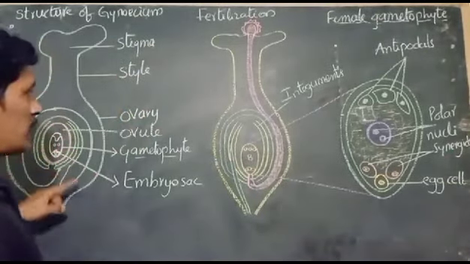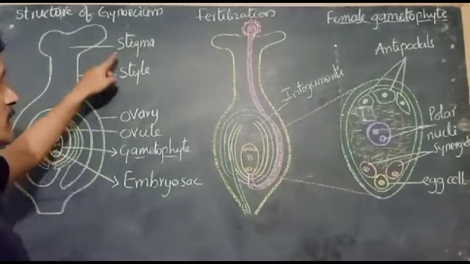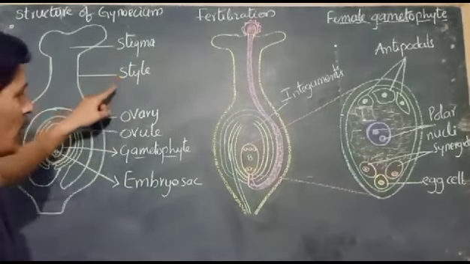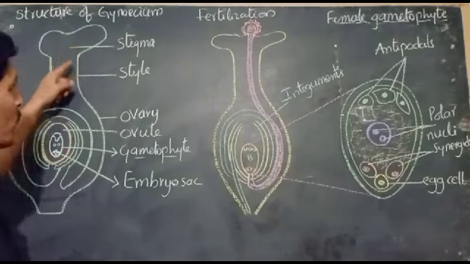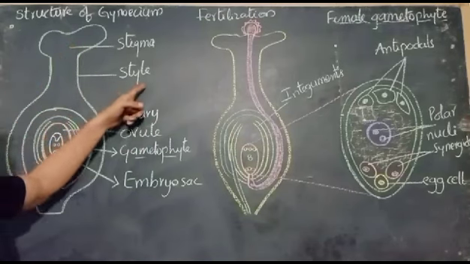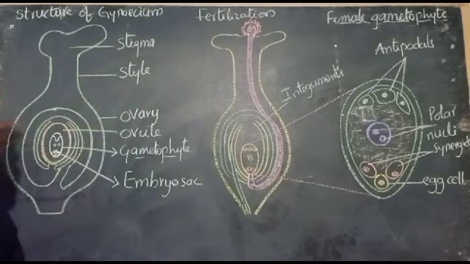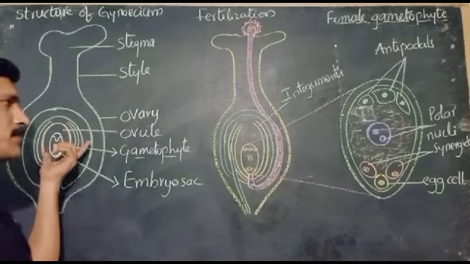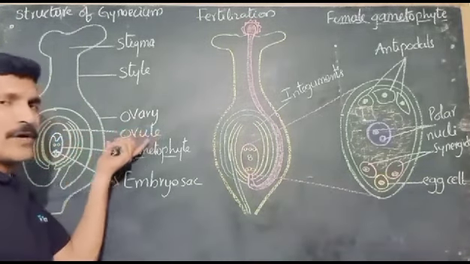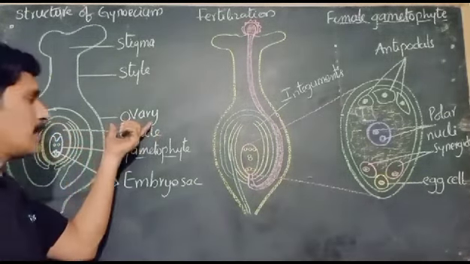And this gynoecium contains three parts: the stigma, style, and the ovary. Stigma is the topmost part of the gynoecium, and a tube-like structure is called style, and the swollen bottom part is called ovary. When you observe inside the ovary, ovules are located inside the ovary.